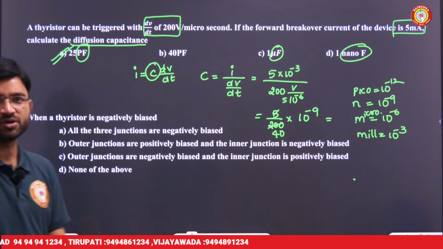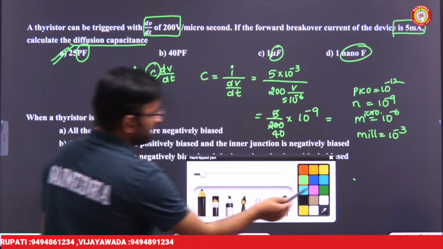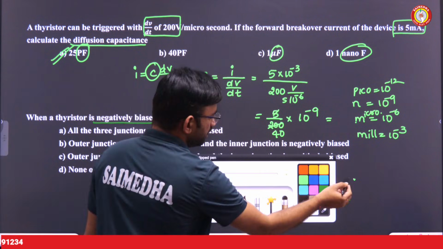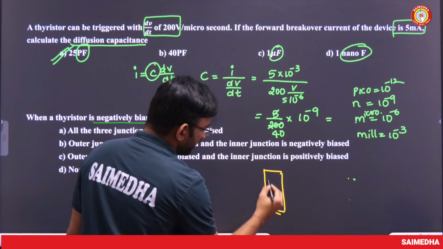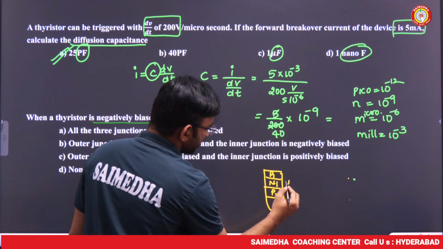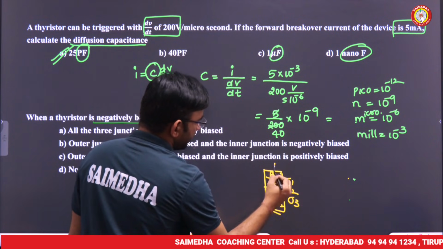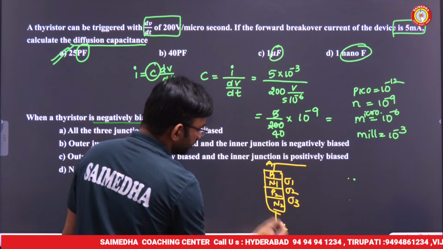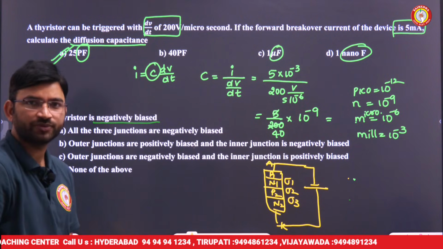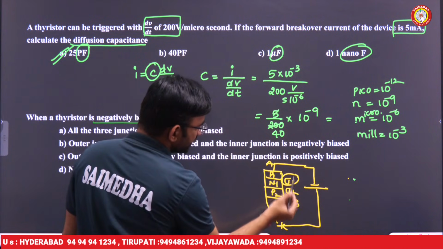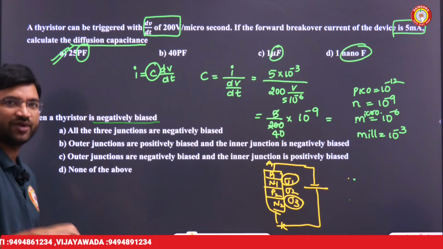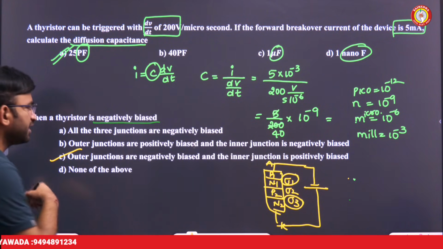Next one, a simple question based on the thyristor. A thyristor is negatively biased. Here we have P1, N1, P2 and N2, with junctions J1, J2, J3, and anode, cathode and gate. Negatively biased means the anode is connected to negative and the cathode is connected to positive. If you connect that, junctions J1 and J3 will be reverse biased and only J2 will be forward biased. So the outer junctions are reverse biased.